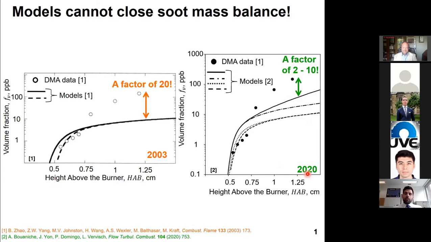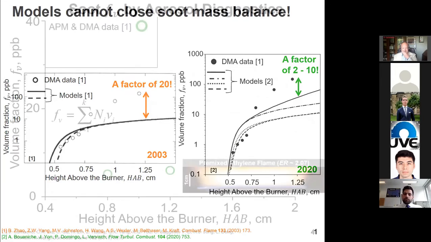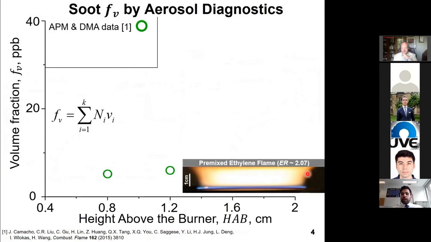So in order to better understand the origin of this problem, let's focus next on this benchmark premixed ethylene flame that has an equivalence ratio of 2.07. So here, in the y-axis, I'm presenting you the soot volume fraction obtained as a function of the height above the burner by coupling mobility size distribution data with an aerosol particle mass analyzer.